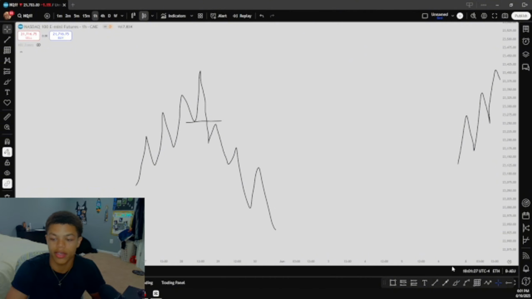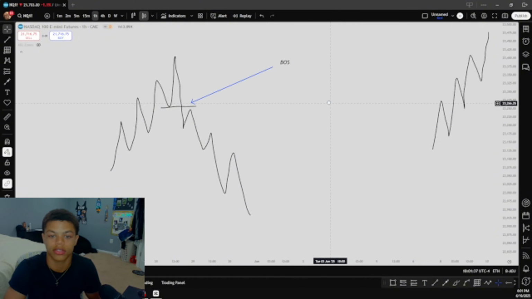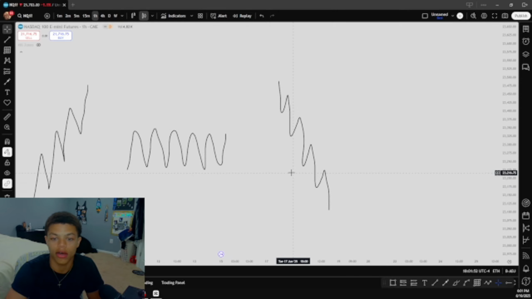So this would be our break of structure point. All right. Here. Take notes. Okay. And it's the same thing over here with bearish.